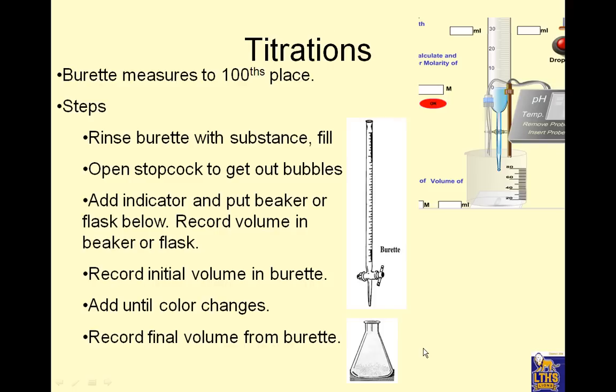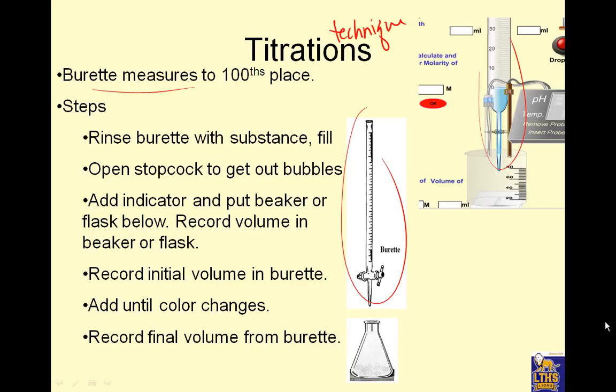What do we use it for? We use it for a technique called titrations. I keep saying that, technique. So what's the technique? Well, you have this thing called a burette, and it measures volumes to the hundredths place, so it's pretty accurate. When you're going to do a titration, you rinse the burette with the substance you're using. You fill it with the substance you're using, and you open the stopcock. It's open when it's parallel, up and down, and closed when it's perpendicular. Then you let a little bit run out so there are no bubbles.